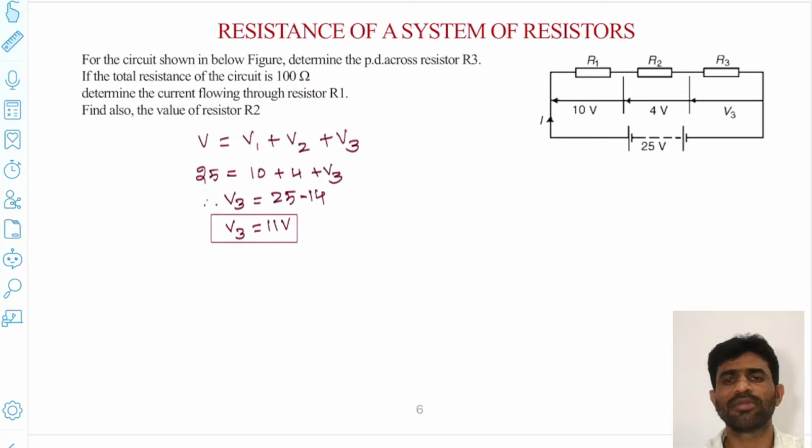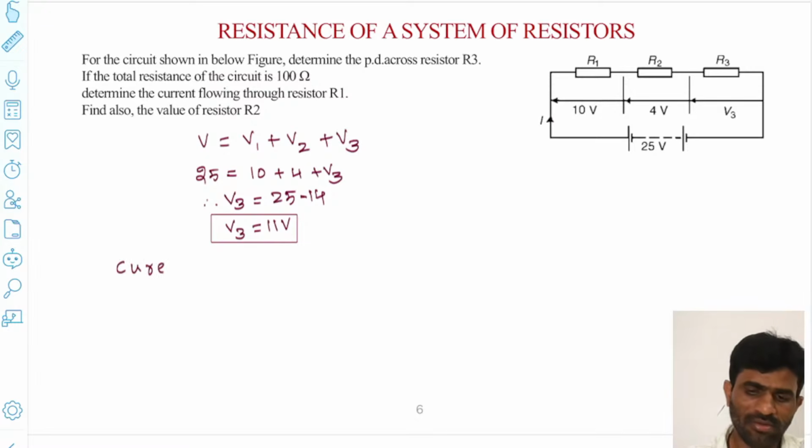Here again you have to remember the formula. One very important point: current in series is the same. Current across R1, current across R2, current across R3, all three are the same. So when you want current across R1, that is nothing but the same current across R2 and R3 also, the total current. Here we know the total potential difference and total resistance. So current is given by the formula from Ohm's law.